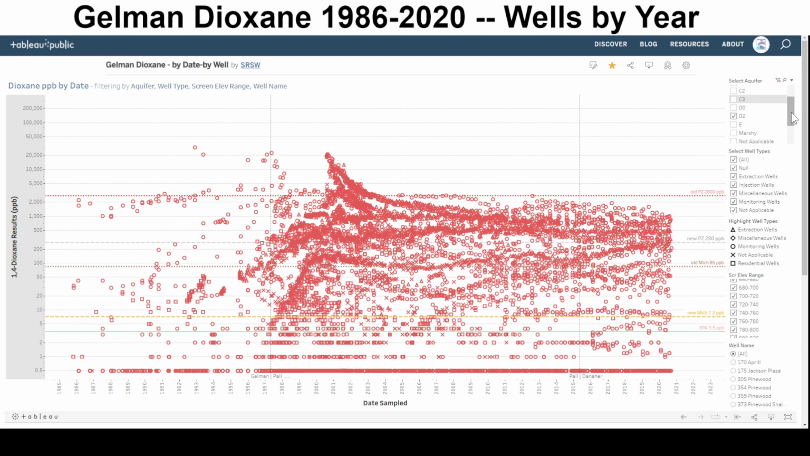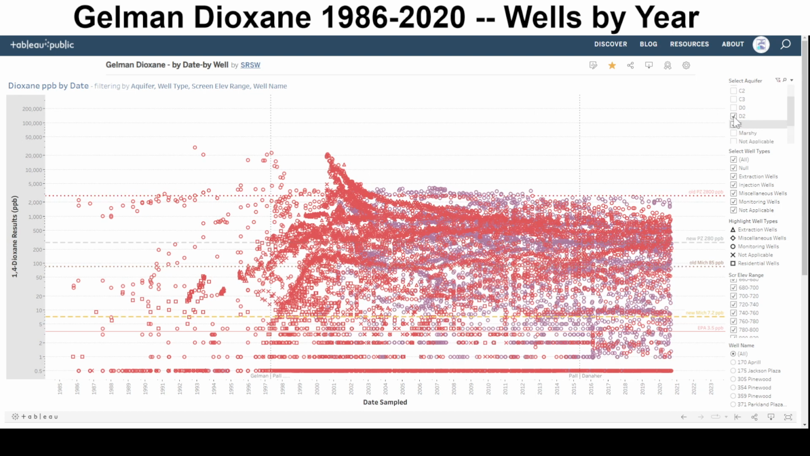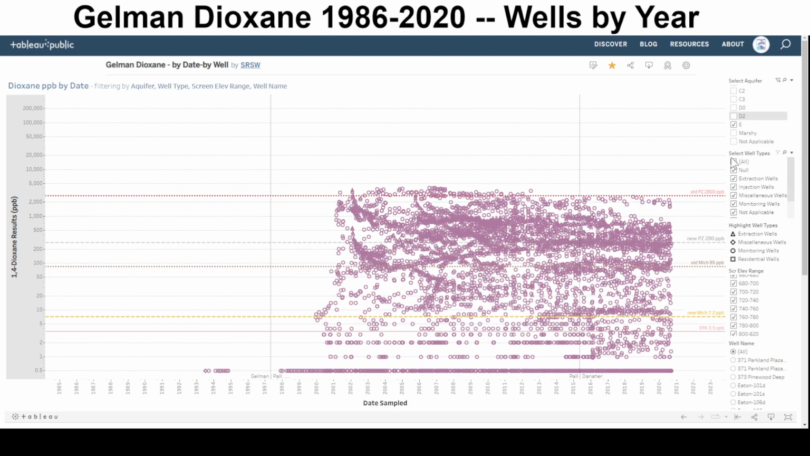Now let's look at the E aquifer, which is the deepest one, which overlaps with the D2. You can see that the purple for the E and the kind of red for the D2 overlap. Let's turn off the D2 to see where the E aquifer concentrations are. And see, these are actually gone down a little bit, then fluctuated back up. You can look at these for individual wells and take it from there.